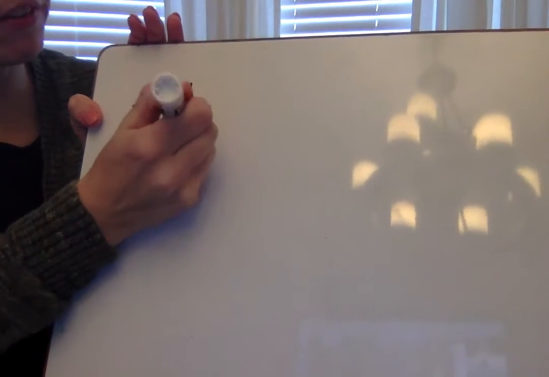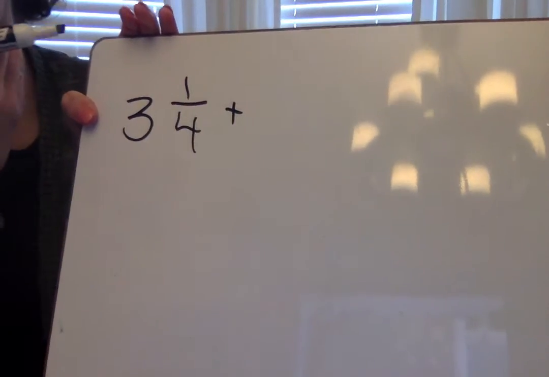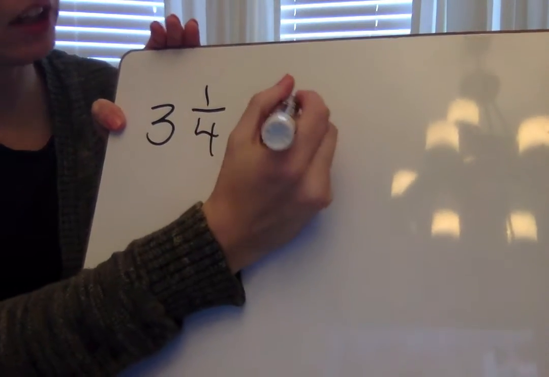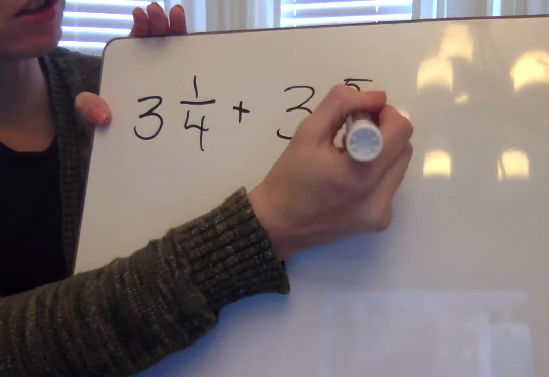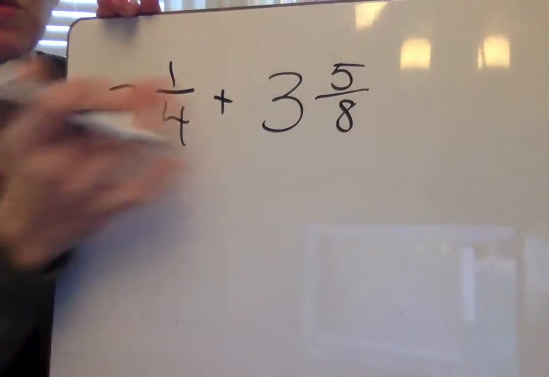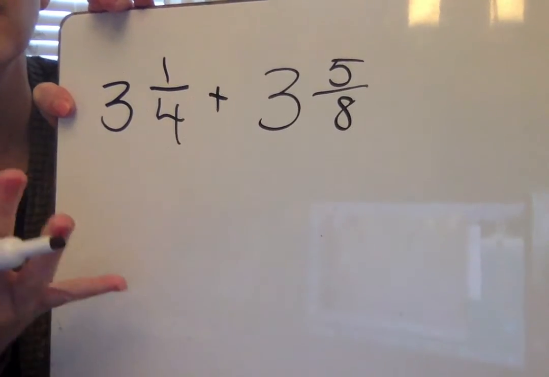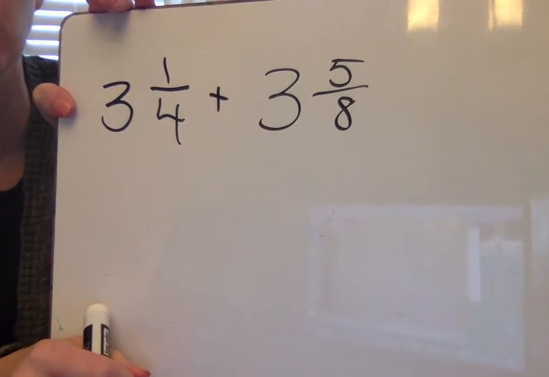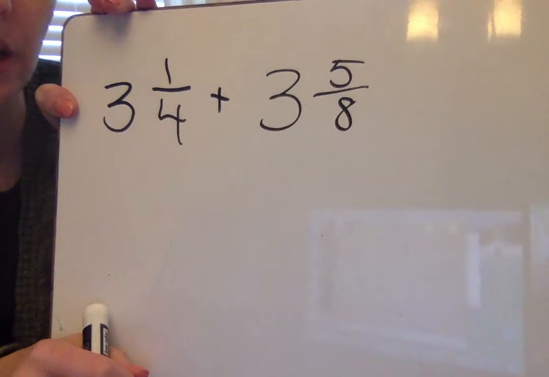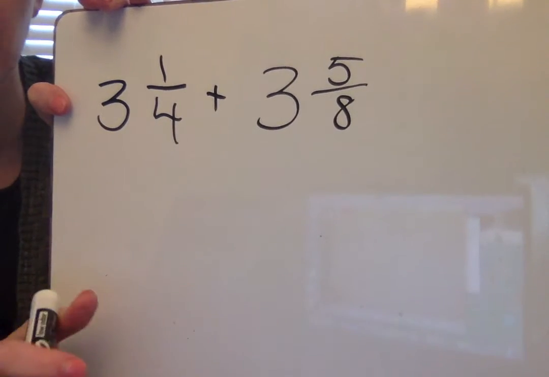Okay, so the first fraction there is 3 1/4 plus 3 5/8. So you'll notice this one's different than yesterday's. This one's going horizontal, so long ways instead of up and down. It's the same thing, okay? We're going to find a common denominator, and then we're going to be able to add.